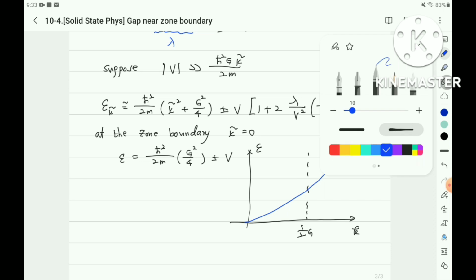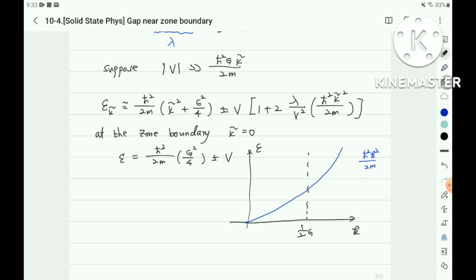Well, from this equation, there are two energy differences. At the zone boundary, there is the energy band gap, and also near the zone boundary, the energy dispersion may look like this, and it is epsilon plus and epsilon minus. And there is an energy band gap here. The energy band gap is about 2V. V is the interaction potential energy.